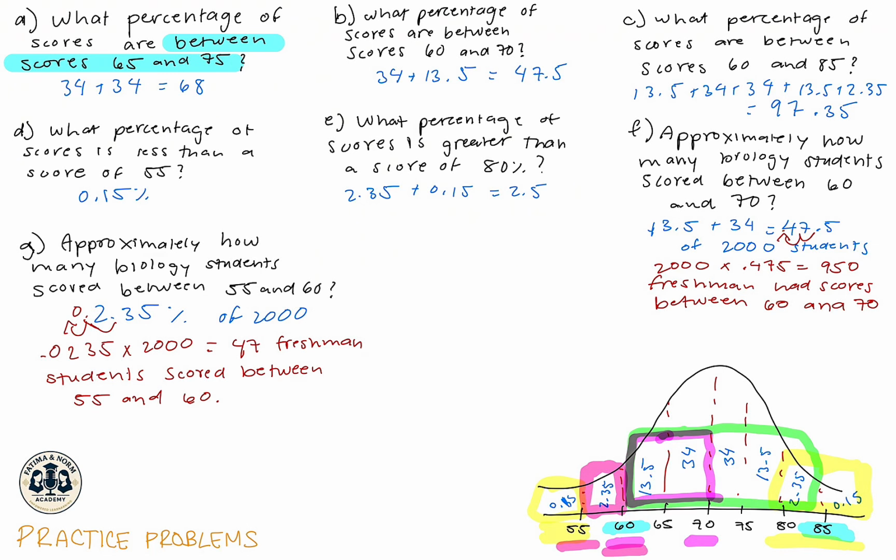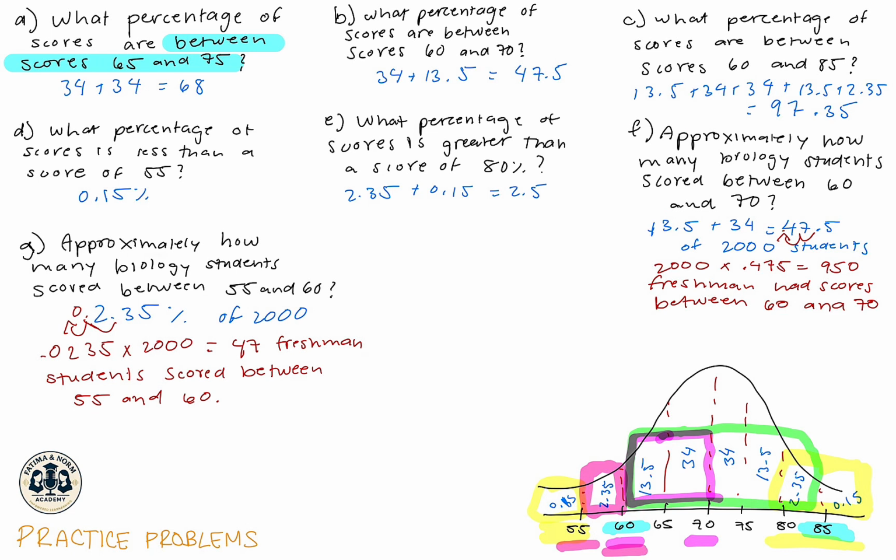We're going to skip question B just because they're very similar to question A. We're going to move on to question C that says what percentage of scores are between 60 and 85. So you will basically just do the same as we did in question A. You're just going to add 13.5 plus 34 plus 34 plus 13.5 plus 2.35, which gives you 97.35. As you can see in the graph, those are just the numbers that lie in between the scores of 60 and 85.